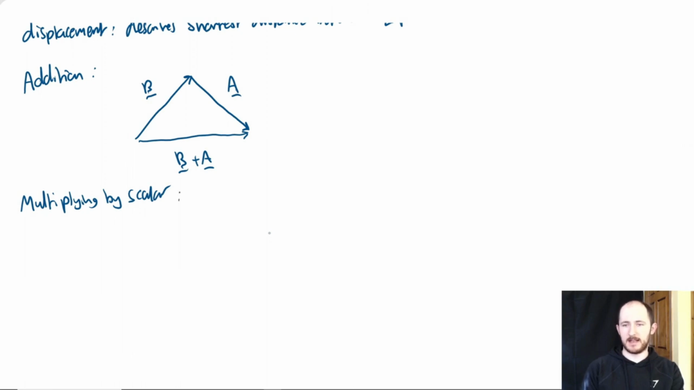So let's say we had vector A, and we'll make it equal to (2, 4). Then scalar multiplication might be something like 3A. All you do is multiply the components by 3. So you have 3 times 2, 3 times 4. In other words, you get (6, 12).